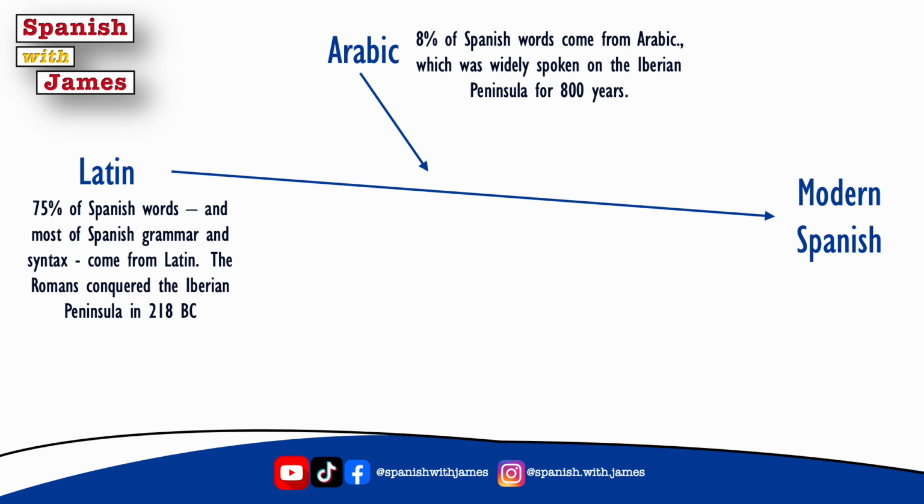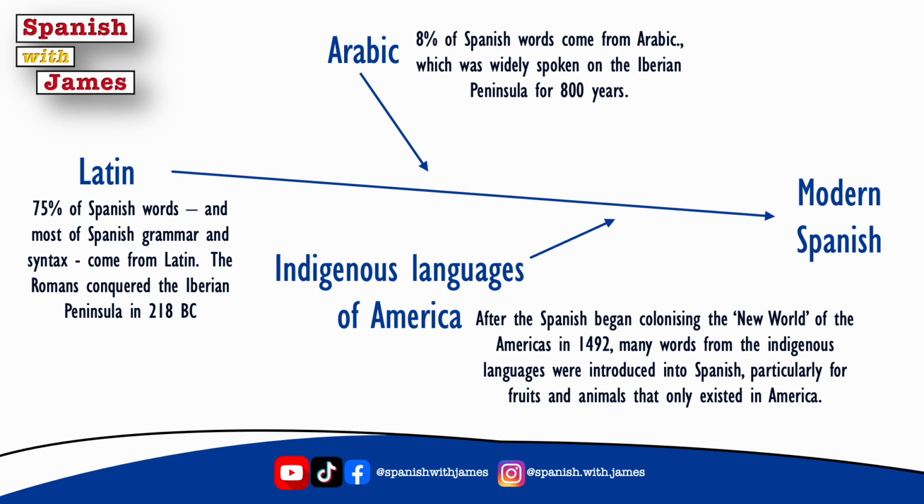Another influence on the Spanish language is from the indigenous languages of America, and this is something that began in the year 1492, quite a pivotal moment for Spain and Spanish, because prior to this the Iberian Peninsula had been under the rule of different empires. It was full of different kingdoms. There was el Reino de Castilla, the Kingdom of Castile, which is why we call Spanish castellano.